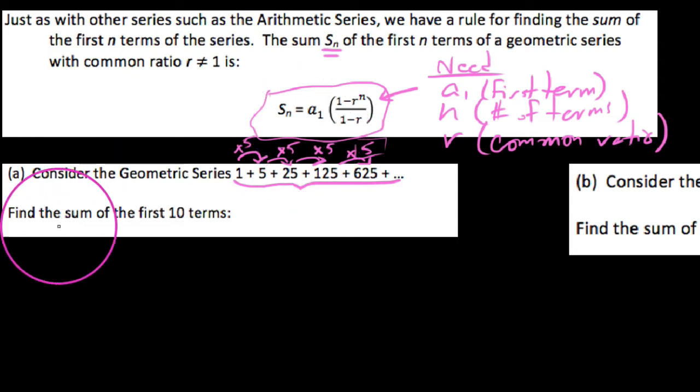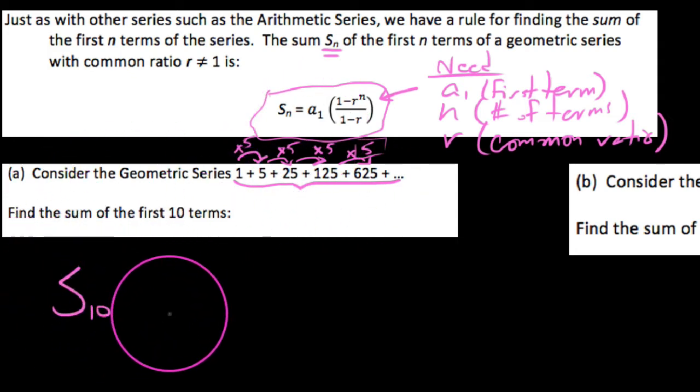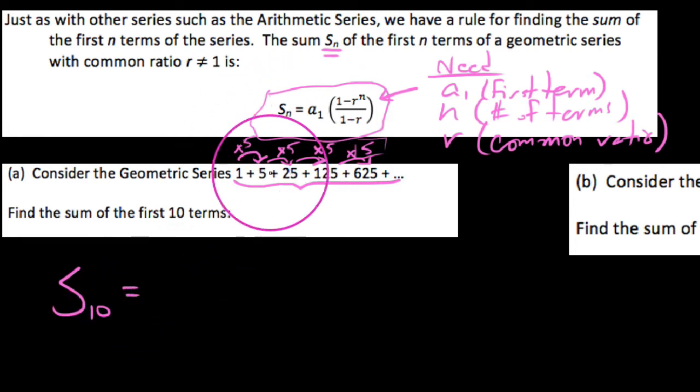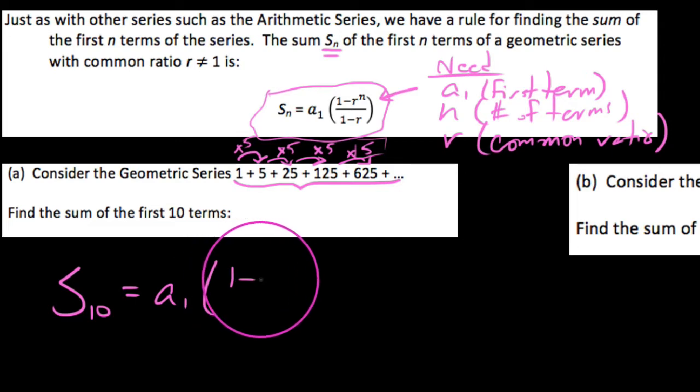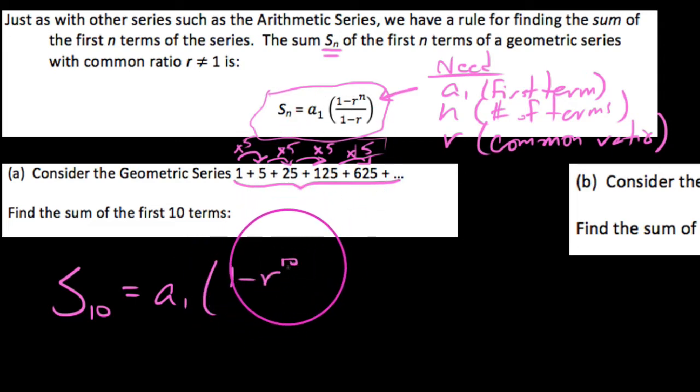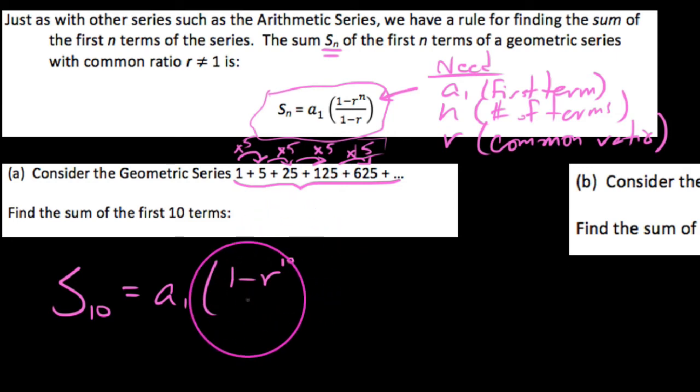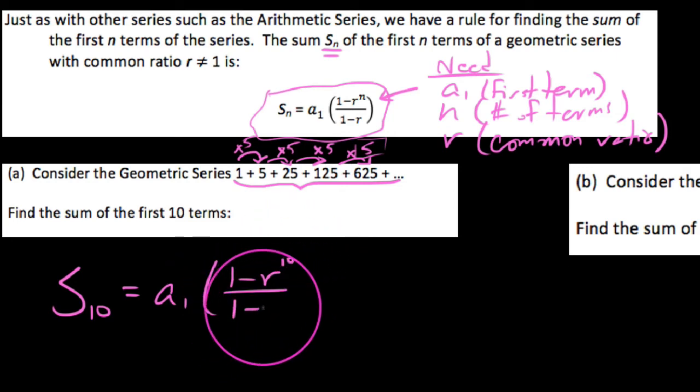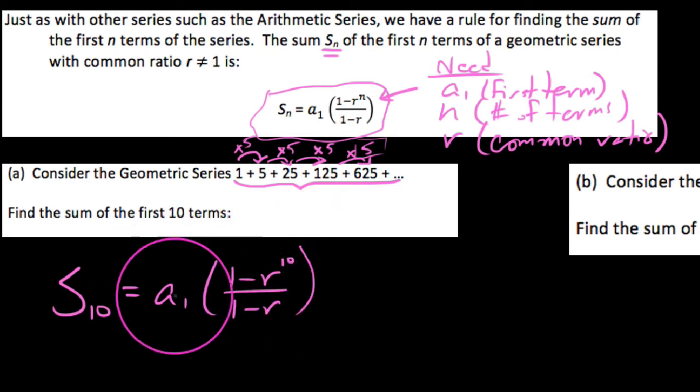For example, for this first geometric series we see here, we want to find the sum of the first 10 terms. We're going to write S10. According to our formula up top, it is a1 times 1 minus r to the nth, where n in this case is 10, all over 1 minus r. Now we just need to finish this up.